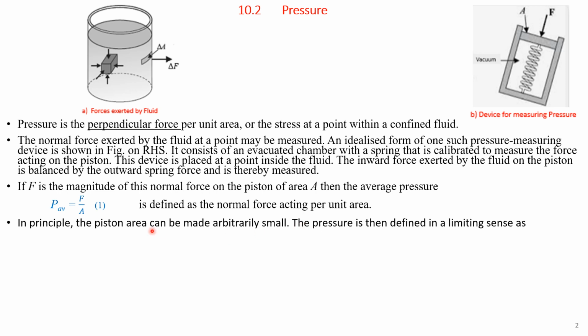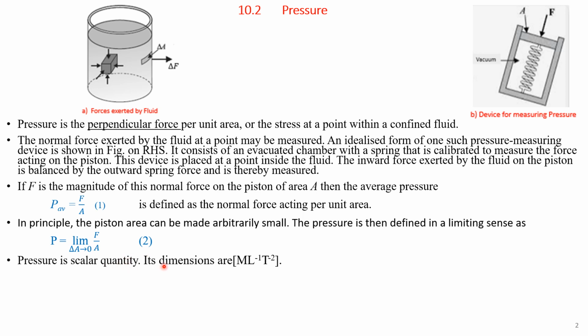In principle, the piston area can be made very small. The pressure is then defined in a limiting sense. That is, pressure P is equal to the limit of delta A, that is the small area, tending to 0 of F by A. That is, P equals limit of delta A tending to 0 of F by A. Let it be equation 2.